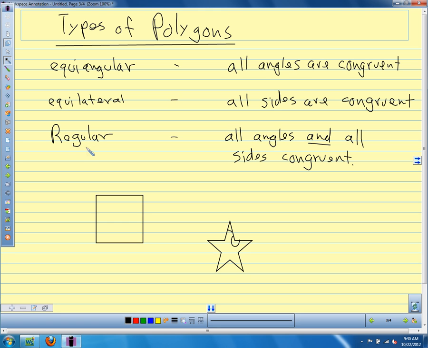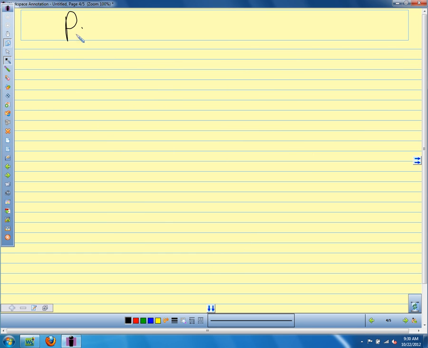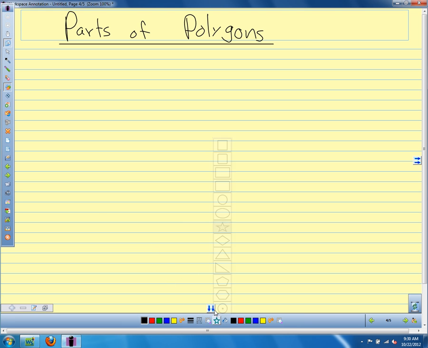So we know what a polygon is, we know how to name it, we know a few types that are going to be important, and we want to talk about a couple of parts of polygons. And we already know a few. We know what the sides are and we know what a vertex is. But there are a couple more parts that are going to be important. So let me draw a polygon, a little more interesting one, and we will talk about the parts.